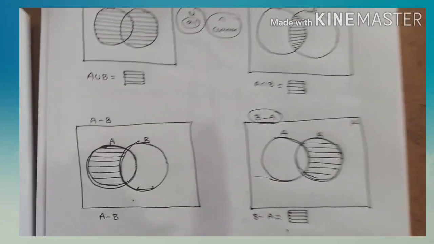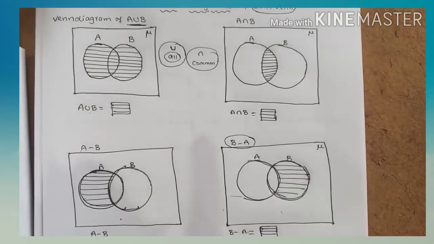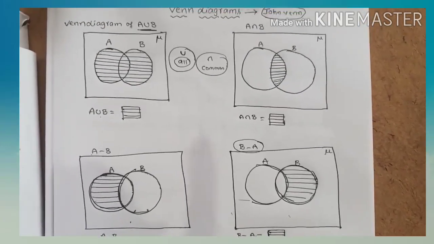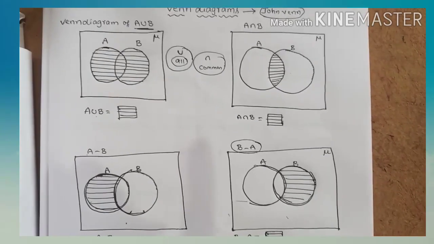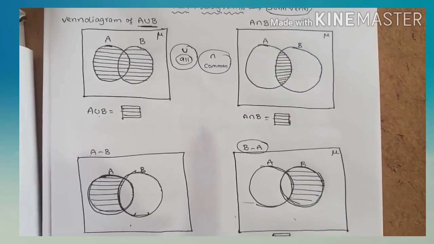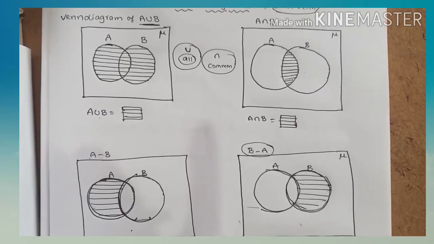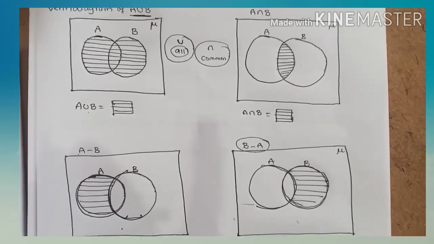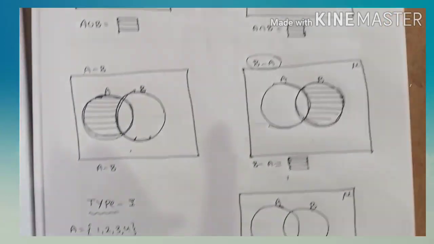Can you understand these four? A minus B, B minus A, A union B, A intersection B. These are the basic diagrams. Right? Now if we are given the sets' elements, how can we represent them using Venn diagrams?